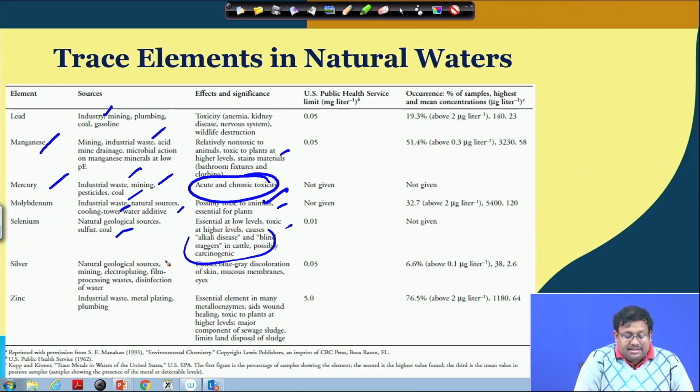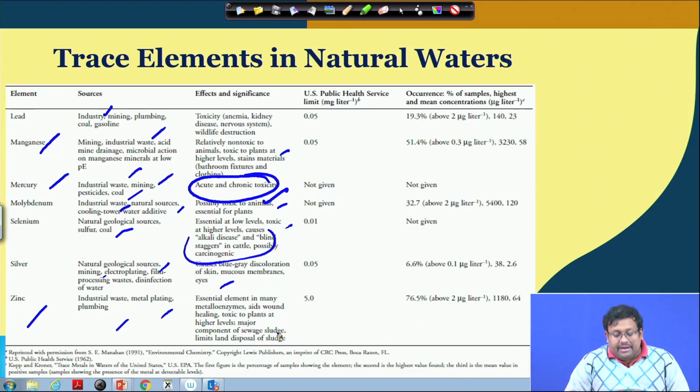Silver also comes from natural geogenic sources, and we can find it in mining and electroplating industries; it causes blue-grey discoloration of the skin, mucous membranes and eyes. So, this is a deleterious effect. Zinc comes from industrial waste, metal plating and plumbing, and is an essential element in metalloenzymes, essential for plants, and also aids wound sealing. So, as you can see, some of these trace elements have beneficial impacts, and most of them have deleterious or hazardous impacts.